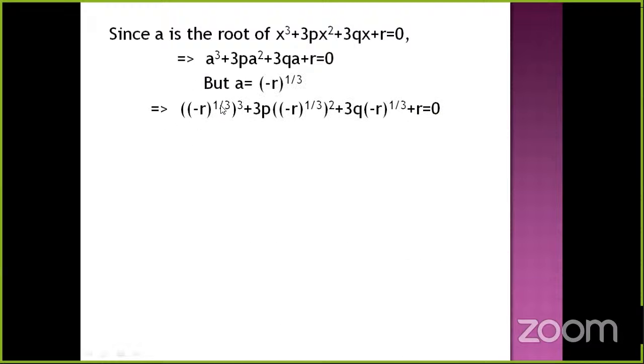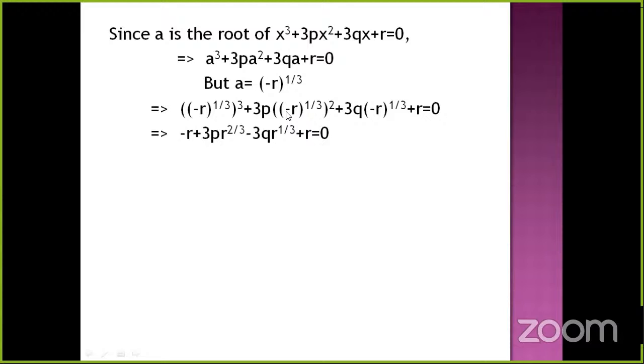Minus R whole to the power of 1 by 3 whole power 3 plus 3p into, in the place of A square, see here, in the place of A square, I will get minus R whole to the power of 1 by 3 whole square plus 3q into minus R whole to the power of 1 by 3 plus R is equal to 0. So children, see here, 3 and 3 get cancelled. Here numerator 3 and denominator 3 get cancelled. I will get minus R to the power of 1, that is minus R. Here, R by 3 whole power 2. So it will be 3 here.